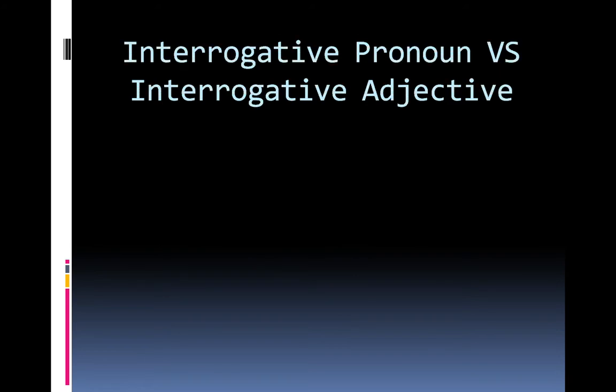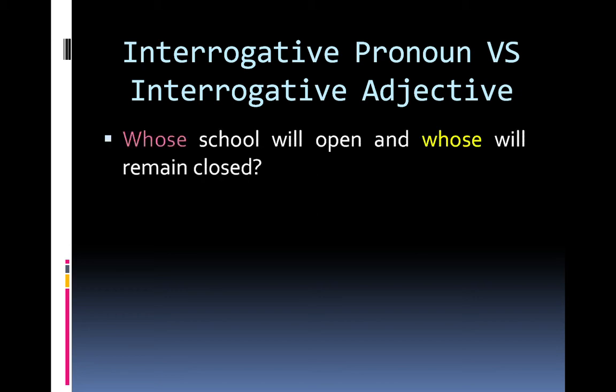And now the difference between interrogative pronouns and interrogative adjectives. The difference between interrogative pronouns and interrogative adjectives is similar to the difference between relative pronouns and relative adjectives. Let's take a look at the examples. Whose school will open and whose will remain closed? We know that whose is the possessive case of who, and we also know that nouns and pronouns in possessive case function as noun modifiers. They modify the nouns, the possession of which they show.